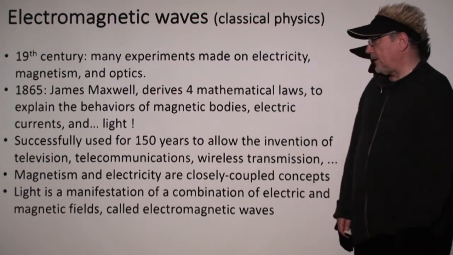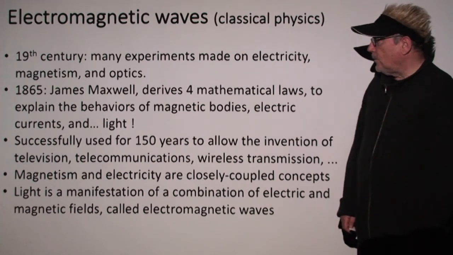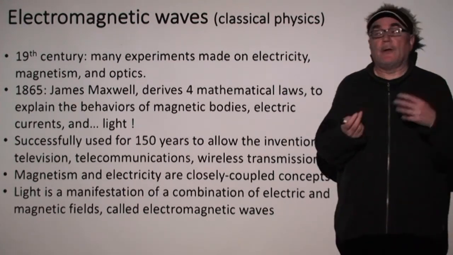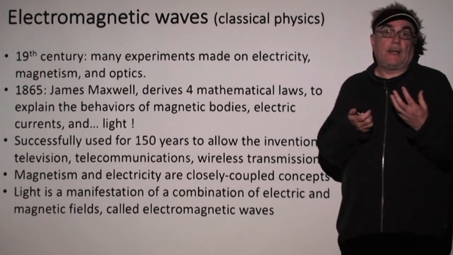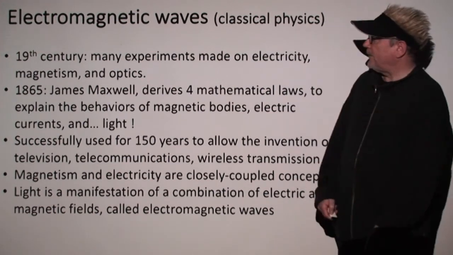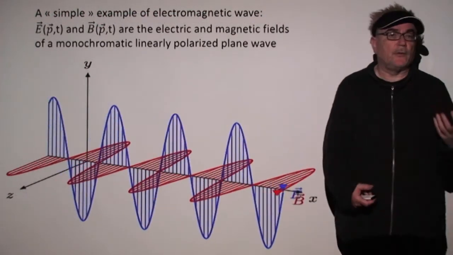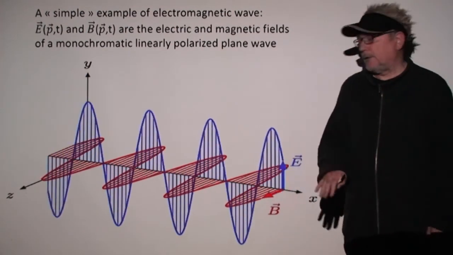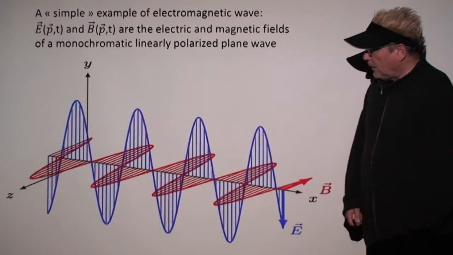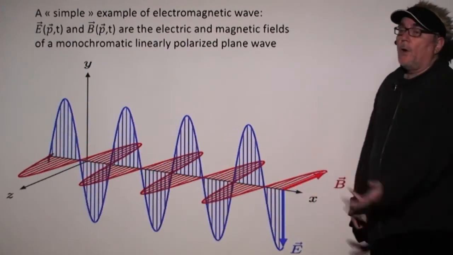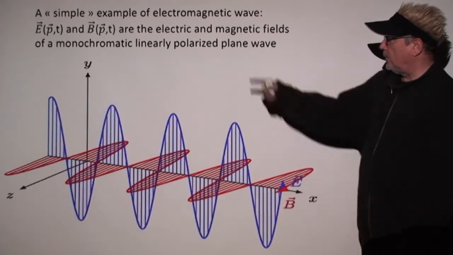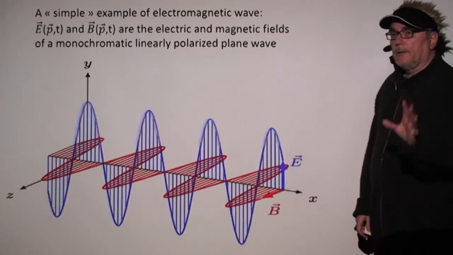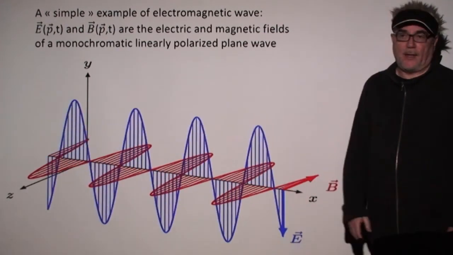So that's pretty amazing. What Maxwell discovered was that light was actually an electromagnetic wave. So what is an electromagnetic wave? Well, it's a combination of an electric field and a magnetic field. Here we have a typical example. They're not all like that, but this is a typical example of a monochromatic linear polarized plane wave. Don't ask me what it means. Basically it means it looks like that.